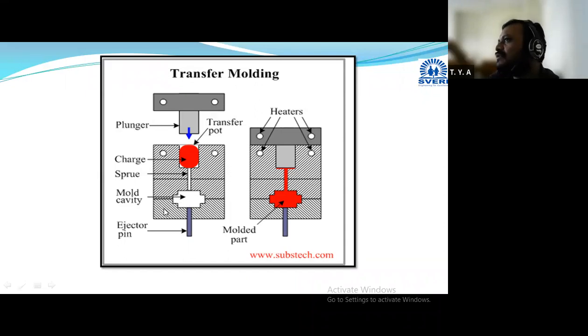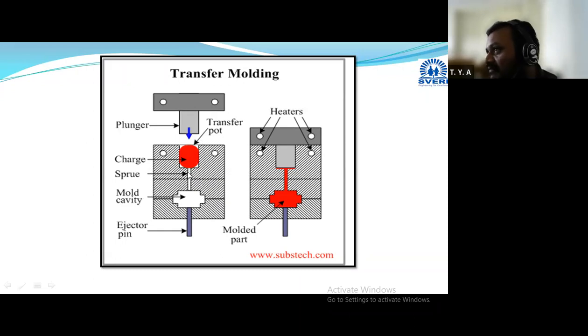Related to the working principle, it consists of a transfer pot or a transfer cylinder. Initially, we take the raw material, which is preheated. It is considered a charge, and it is taken in this cylinder. Then the pressure is applied with the help of this plunger, and it will go through the sprue and enter the mold cavity. In this mold cavity, we are providing heat. Simultaneously heat is there, and due to the pressure applied in this transfer mold, here you can see initially we take material and it is pressed.